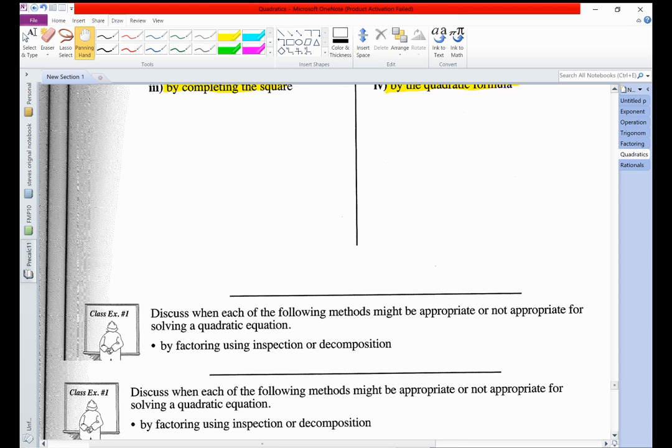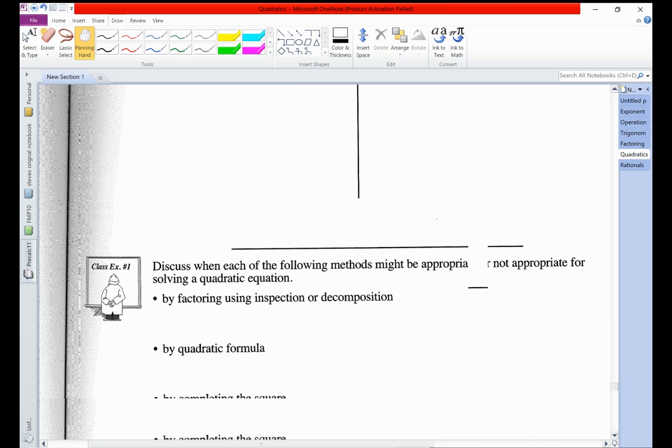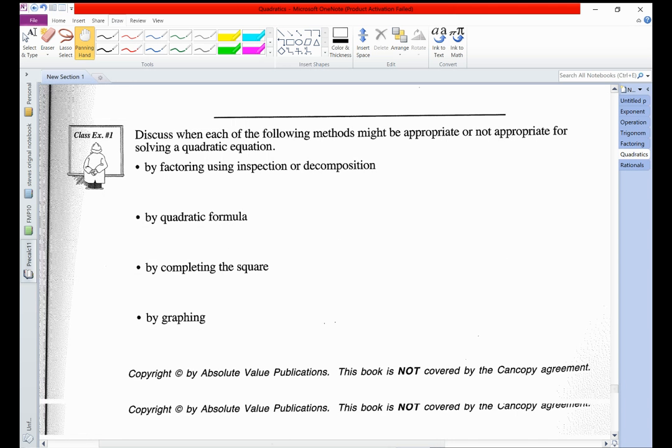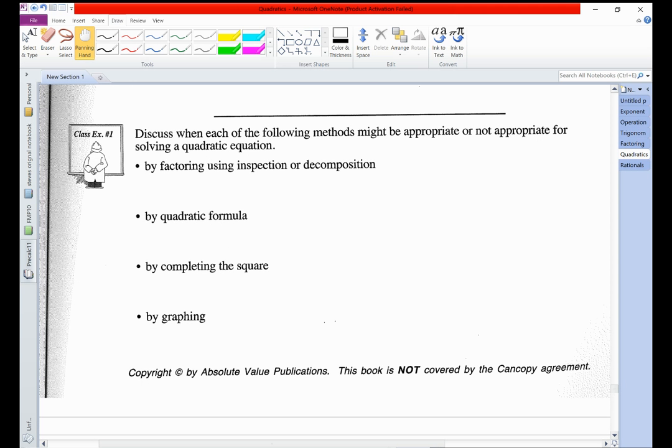I'm not going to actually factor it. I just think we already know how to do all of that. But here we can talk a little bit about when each method might be appropriate and not appropriate for solving quadratic equations. So first of all, by factoring using inspection or decomposition.